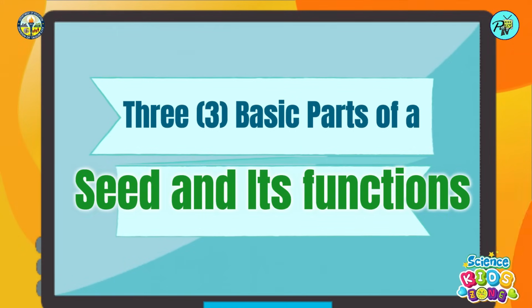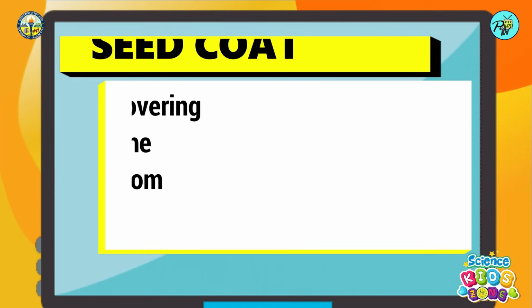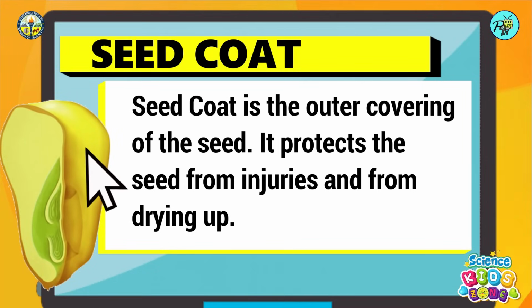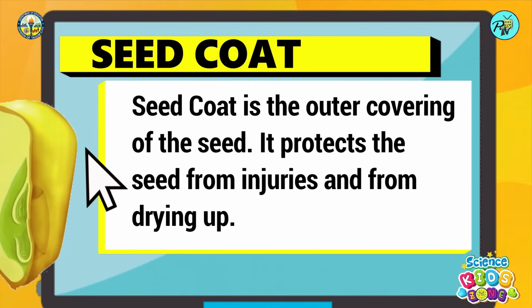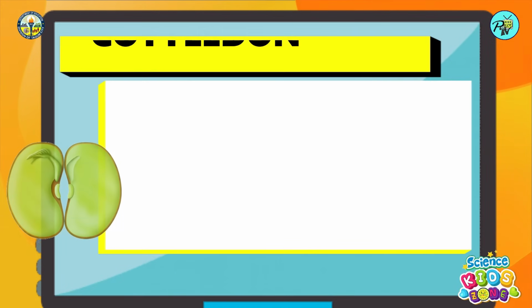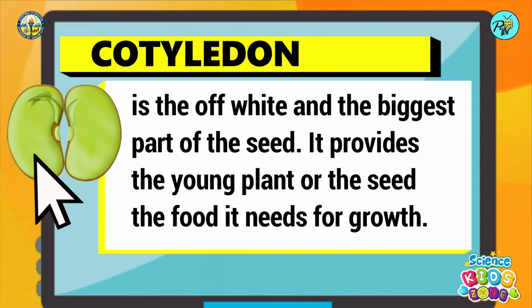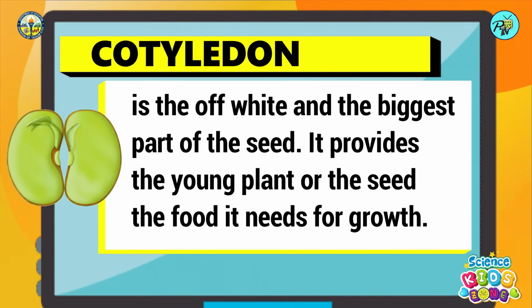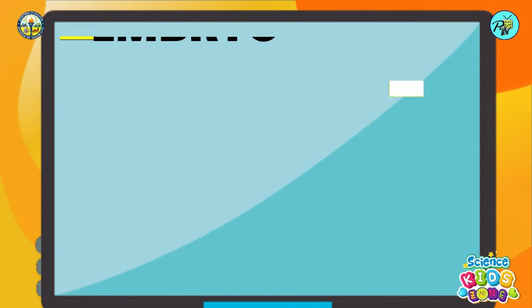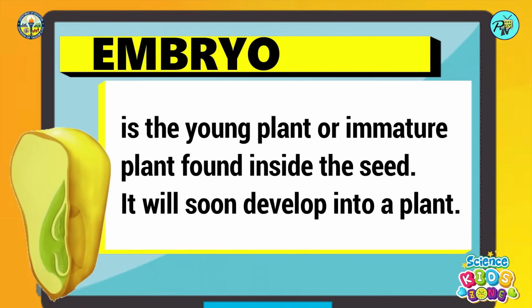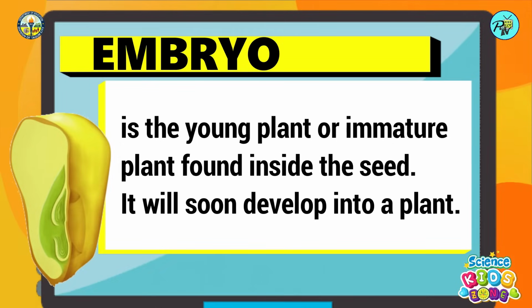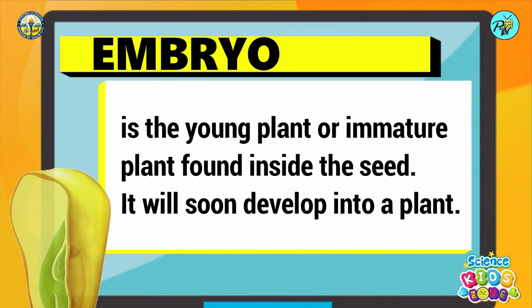Now let's learn the three basic parts of a seed and their functions. First is the seed coat. The seed coat is the outer covering of the seed. It protects the seed from injuries and from drying up. The cotyledon is the off-white and the biggest part of the seed. It provides the young plant the food it needs for growth. Next is the embryo. The embryo is the young or immature plant found inside the seed. It will soon develop into a plant.